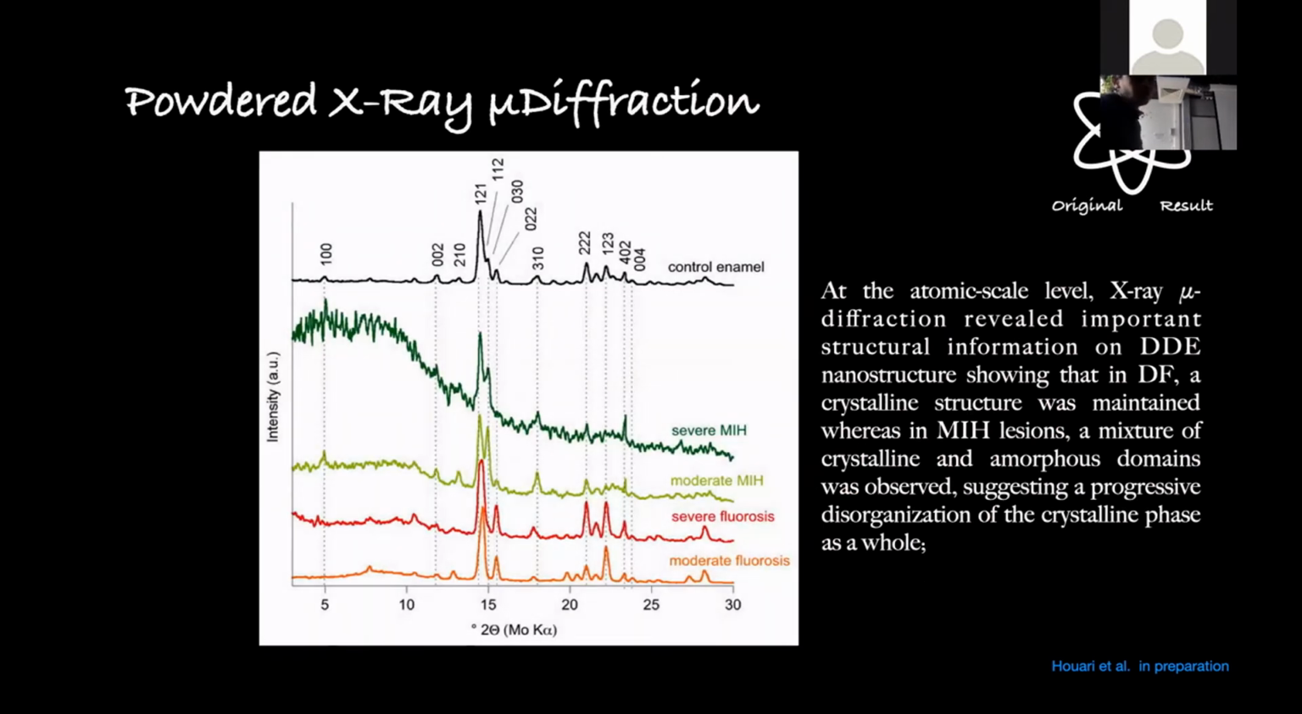Then we follow our study by analyzing at the atomic scale level the X-ray microdiffraction. So we performed this experiment on powder enamel. So we powderized some fragments of enamel of this patient, because we have all the authorization to do that. Before treating this patient, in the majority of cases, we need to remove mechanically a part of the totality of the lesion. So we can collect the enamel, and for this technique, we reduce the fragment to powder.